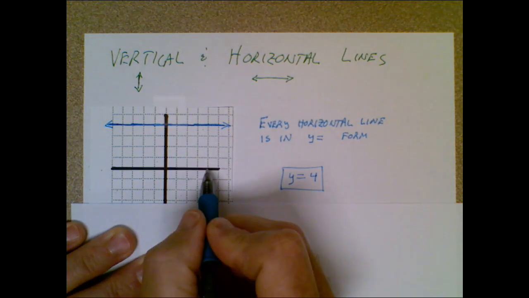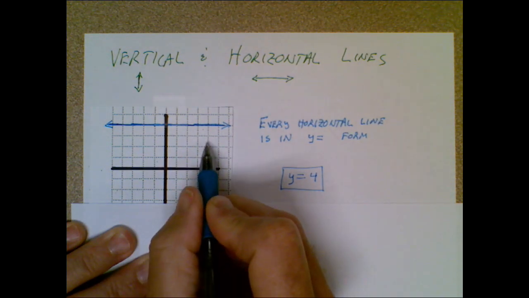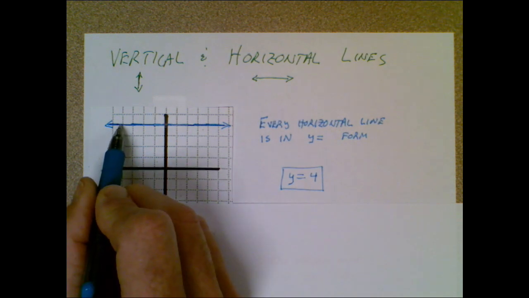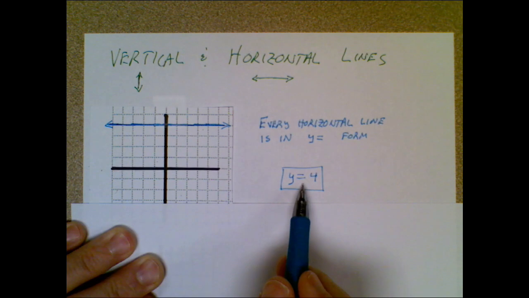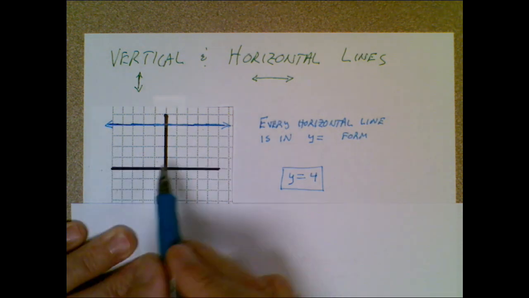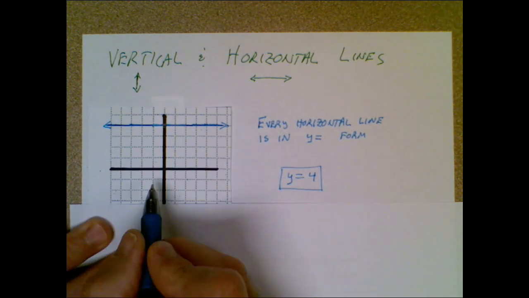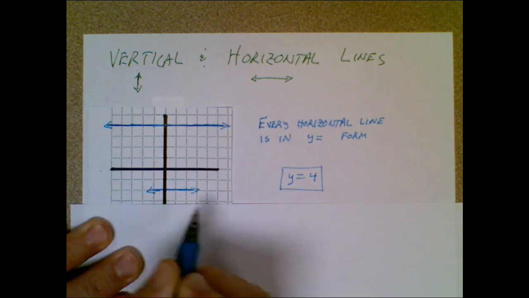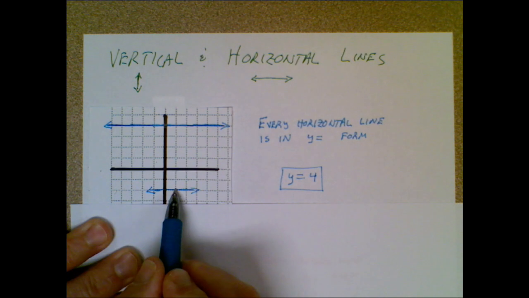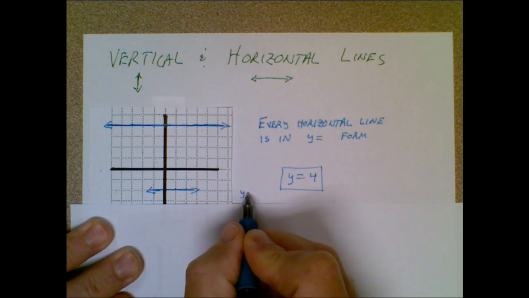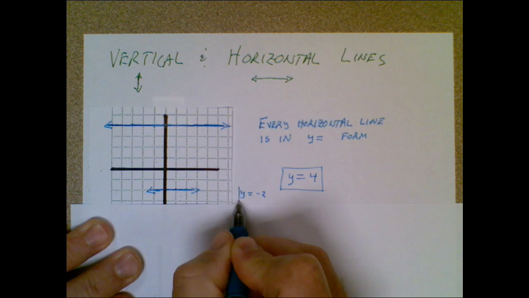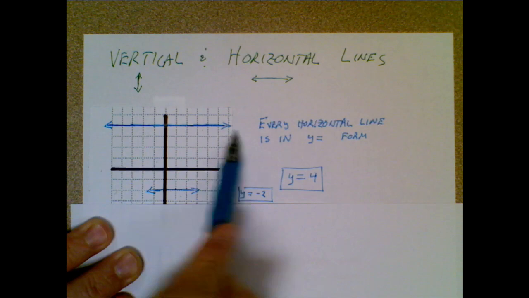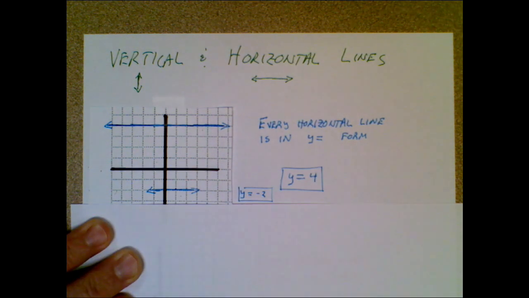It doesn't matter where I count. If I count it over here, it's 1, 2, 3, 4 units up. If I count over here, it's 1, 2, 3, 4 units up. So this is the line y equals 4 because it's always 4 units above the axis. If I had another line down here, that's totally horizontal, that line is 2 units below the axis, so this would have the equation y equals -2. It's that easy. If you spot a horizontal line, it's going to be in y equals form.